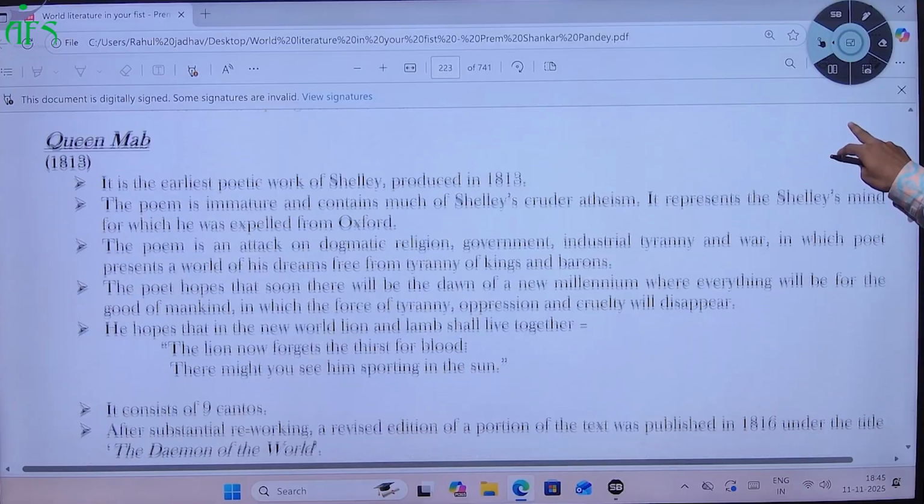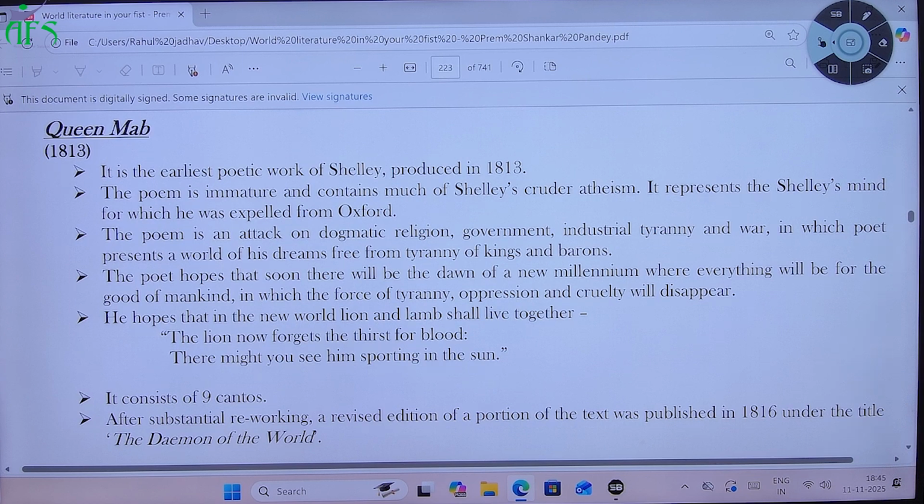Yes, we are talking about Queen Mab. It is the earliest poetic work of Shelley, produced in 1813. The poem is immature and contains much of Shelley's cruder atheism. It represents Shelley's mind, for which he was expelled from Oxford. This poem is an attack on dogmatic religion, government, industrial tyranny, and war, in which he presents a world of his dreams, free from tyranny of kings and barons, businessmen.